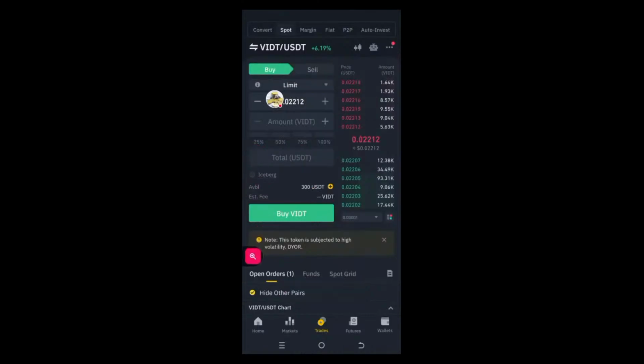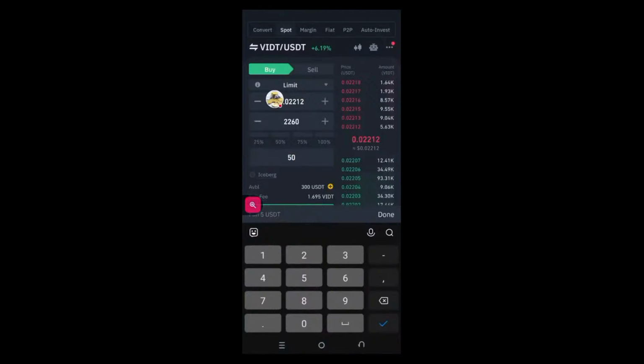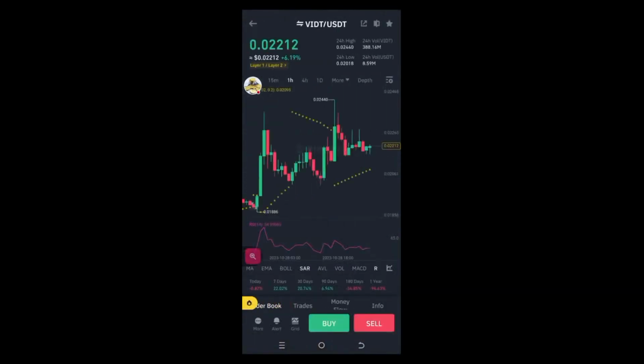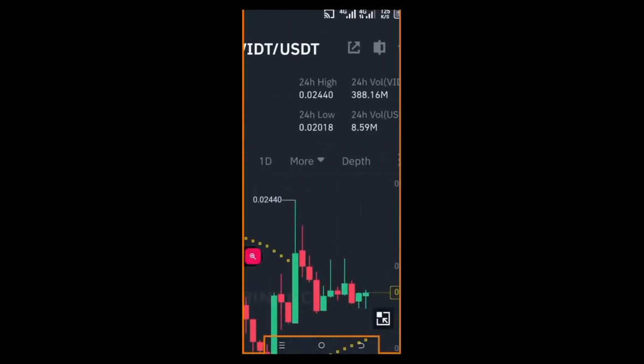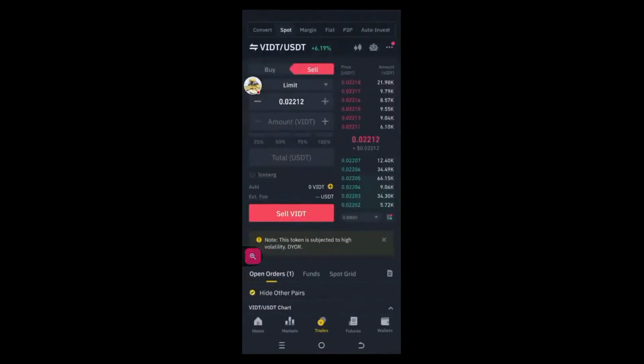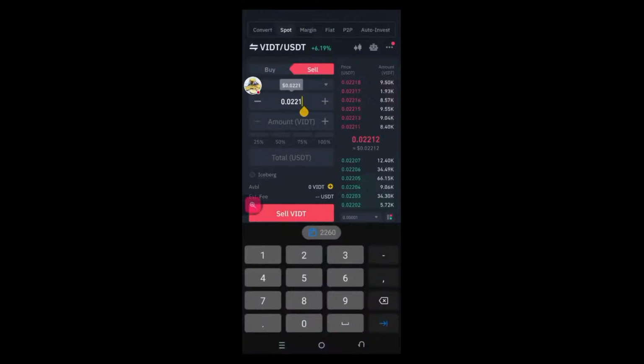Let's try it out. Okay, so let's put in $50. Let's see, it's not that expensive. And then where did it get to in the last 24 hours? 2440. Okay, let's go and see. Sell. 2440. You see? Interesting. That's a lot.